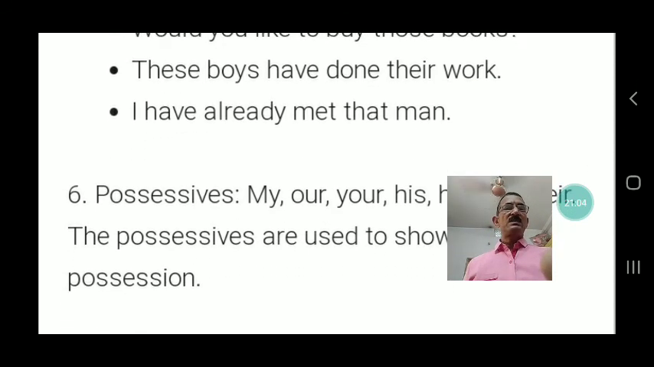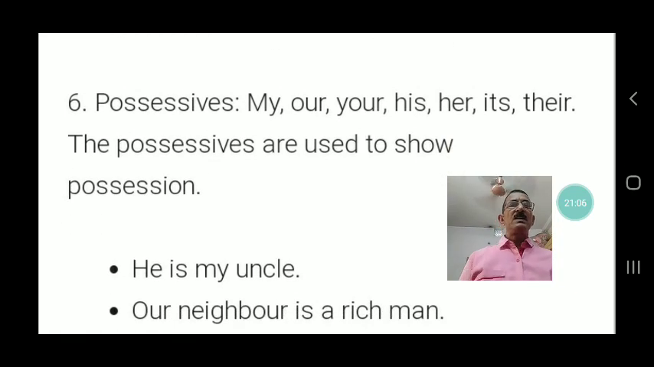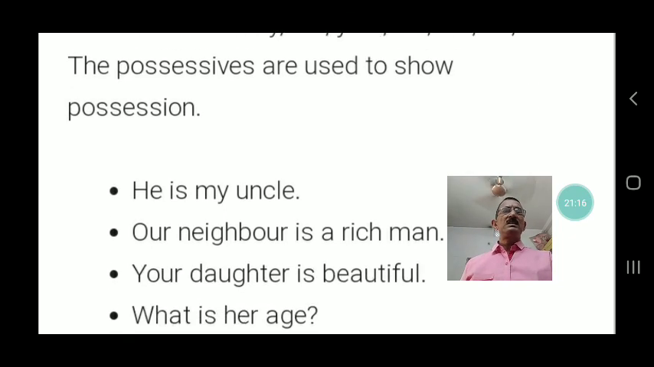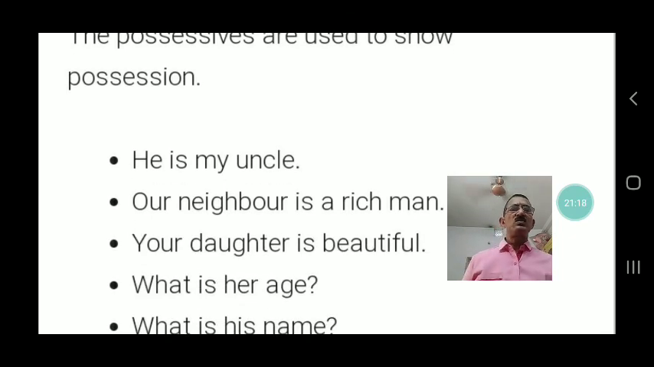Now, here you will understand possessives. My, our, your, his, her, its, their. These are possessives and they are always used to indicate nouns, whether singular or plural, it does not matter. He is my uncle. Our neighbor is a rich man. So here neighbor is singular, our is plural. It doesn't matter.